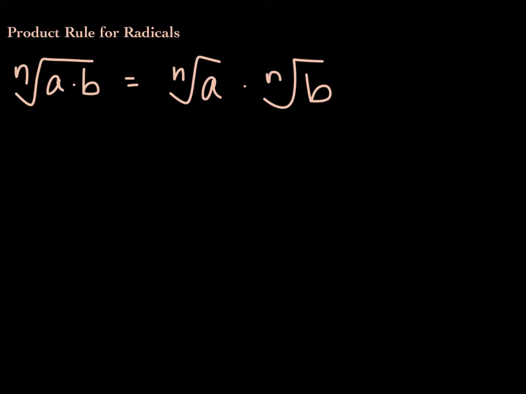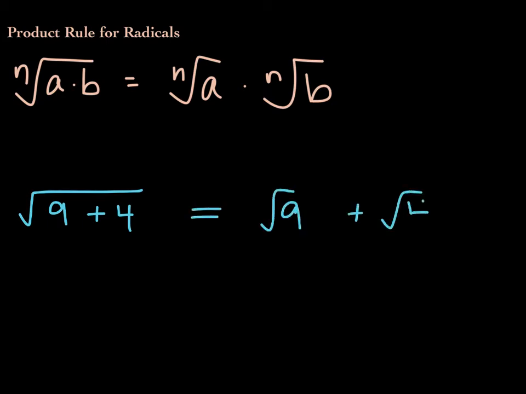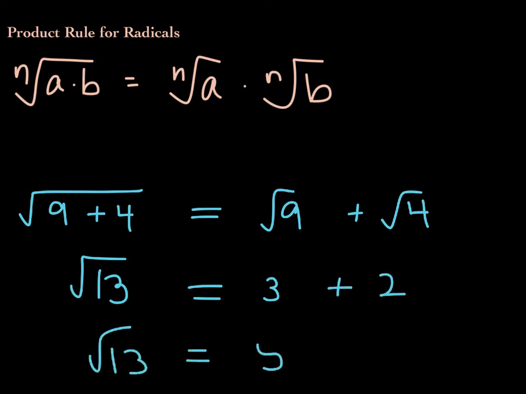Like for example, we cannot extend this to say that the square root of 9 plus 4 is equivalent to the square root of 9 plus the square root of 4. That's not true, because the left-hand side is the square root of 13, where the right-hand side is 3 plus 2, which is 5. The square root of 13 is not 5. So actually, let me put not equal to right here, all right? So this only works with multiplication, so be very, very careful. The square root of a sum is not equivalent to the sum of the square roots.